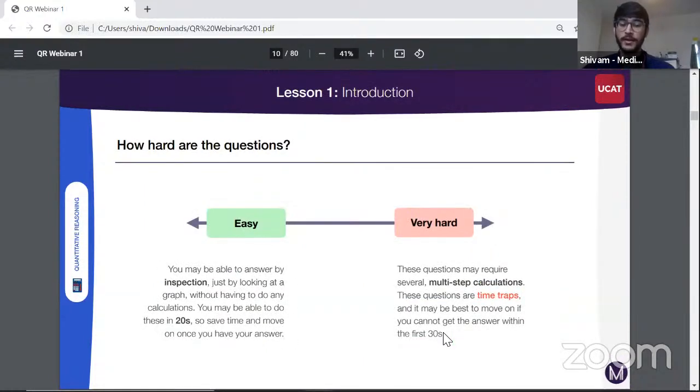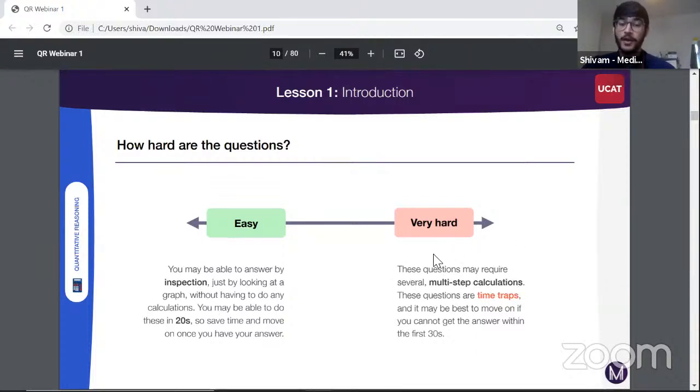So how hard are the questions? Now, again, how long is a piece of string? They really do vary from quite easy questions where you can just inspect. So inspection just means having a look at the question and you can eyeball and realize, okay, this is going to be the right answer. And you can do that in around 20 seconds, 15 seconds sometimes.